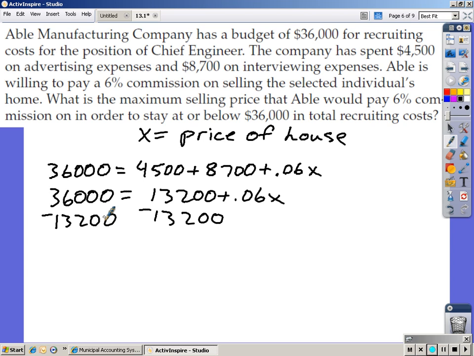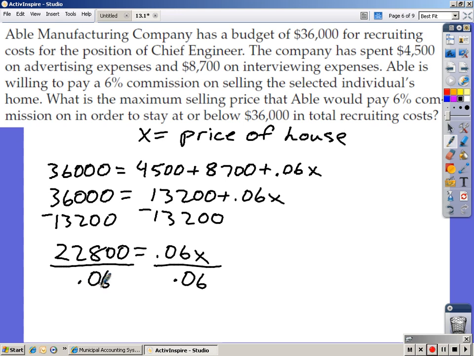You get 22,800 equals 0.06x. Divide both sides by 0.06, and you get 380,000 equals X. So what that means is they will pay 6% on a house up to $380,000 to sell and still remain on budget. They don't want to spend more than that.